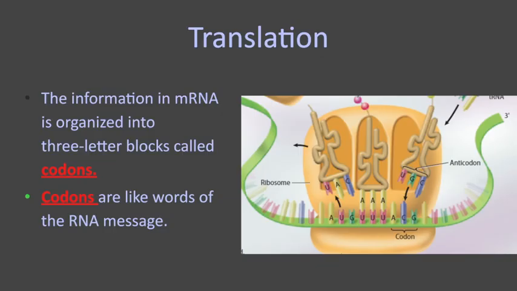Now let's talk about translation. We have our ribosome. It's grabbed onto the mRNA. It's pulling the mRNA through the middle of it and reading all of the nitrogenous bases of the mRNA. The way it does that is by organizing that information into 3-letter blocks called codons. Codons are very important, and they work kind of like reading a word. So the ribosome takes groupings of 3 letters and translates those into proteins. And here's how it does that.